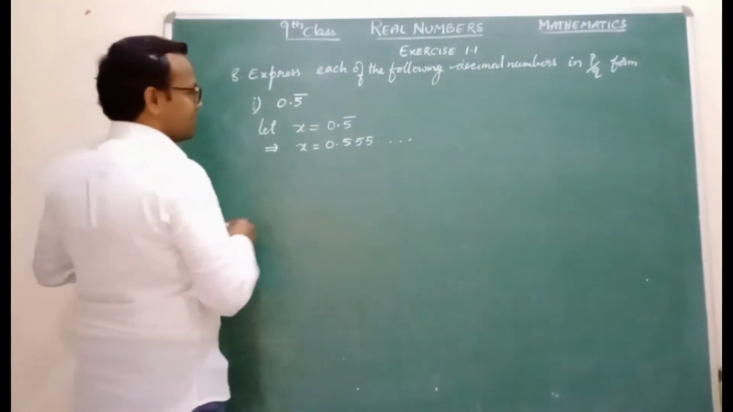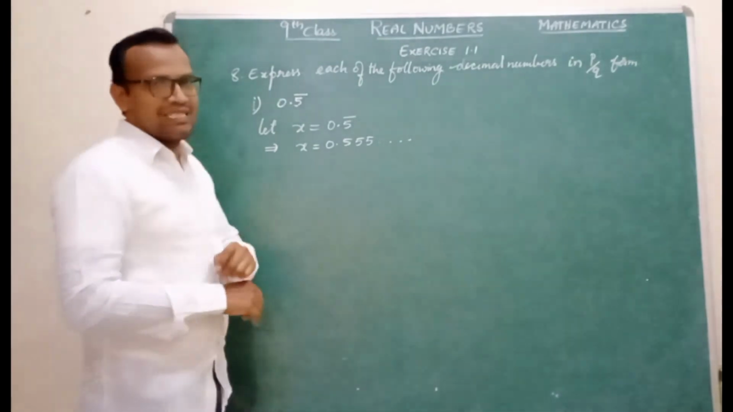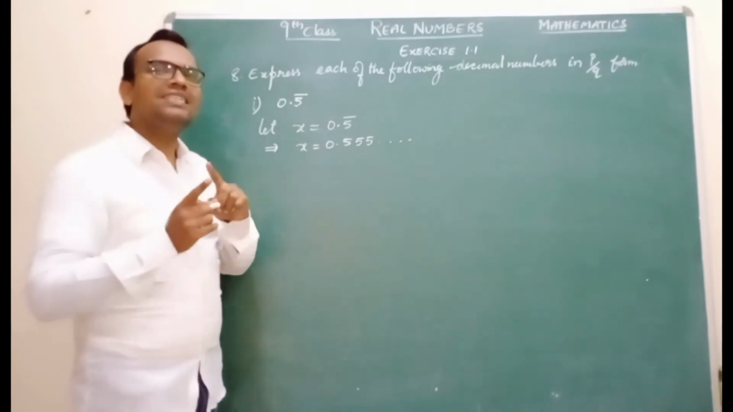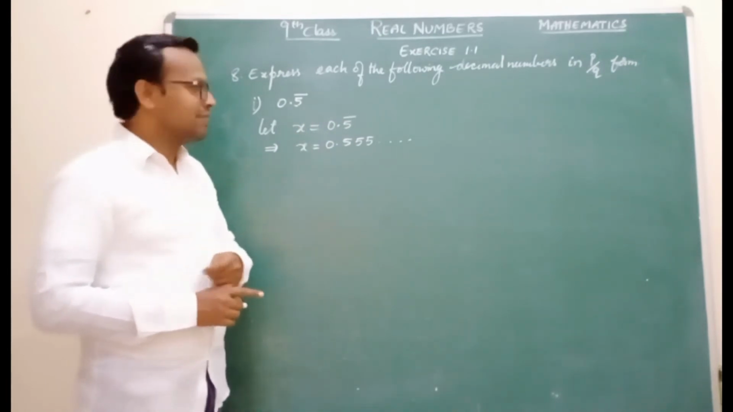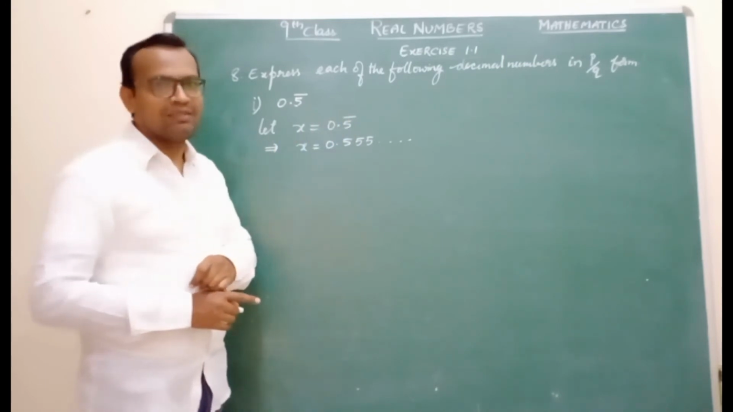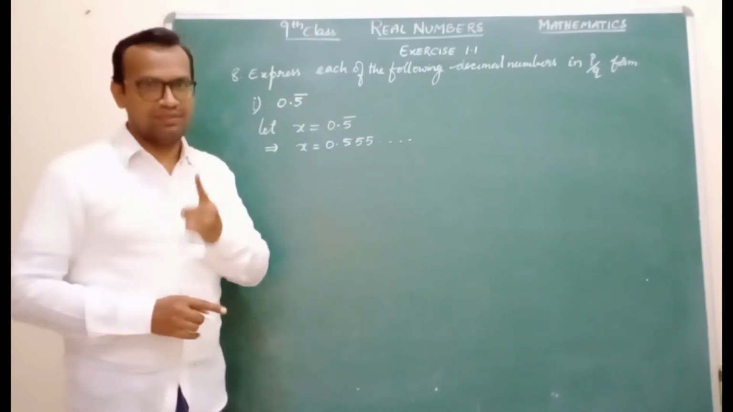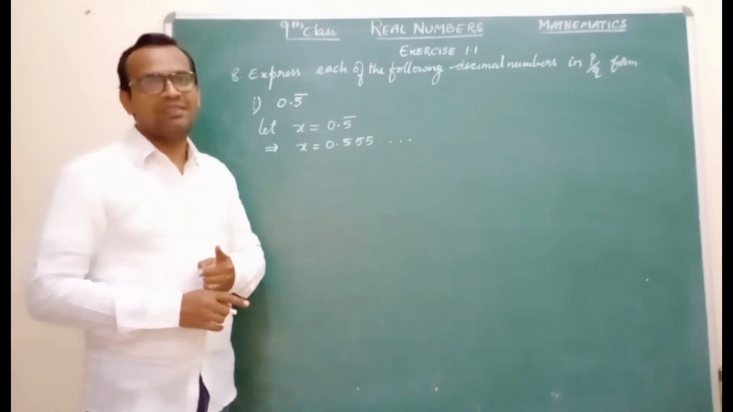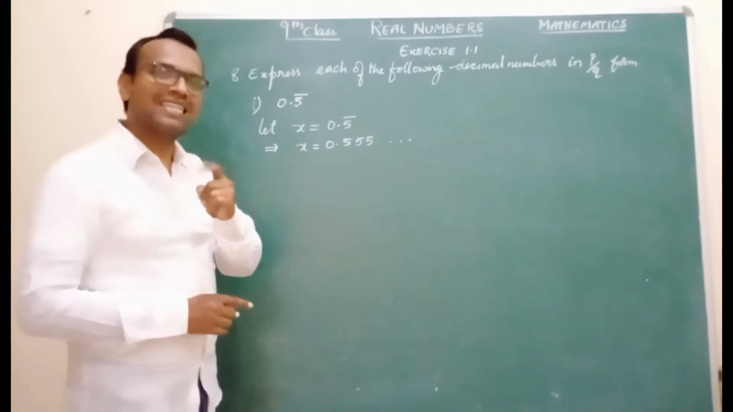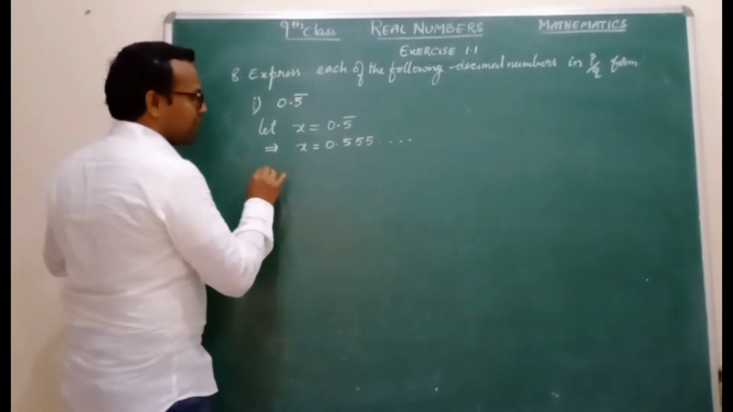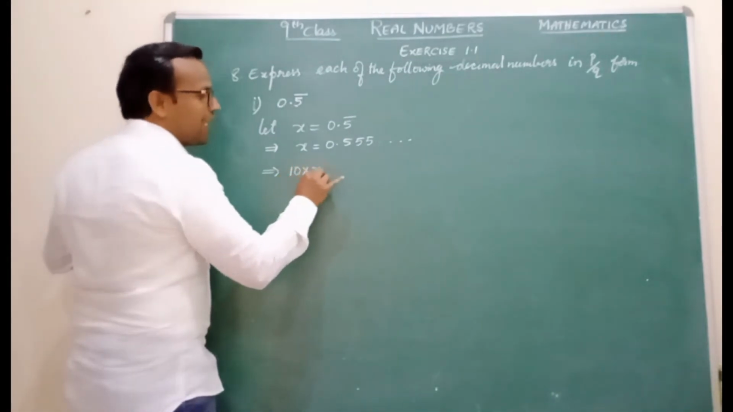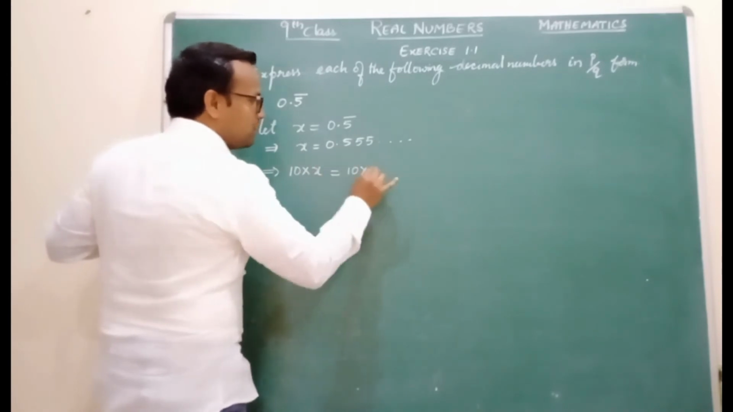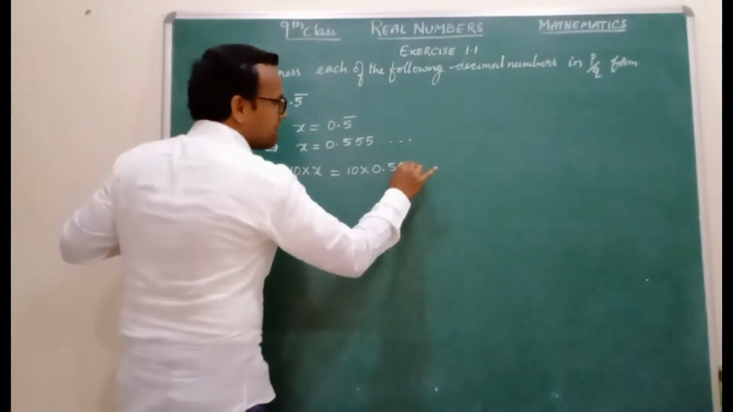Okay, next, here how many digits are repeating, or how many digits have bar upon them? Yes, one digit is having bar, so the periodicity is 1. If periodicity is 1, we have to multiply the given number with 10 power 1, means 10. So let me multiply with 10. 10 into x is equal to, on both sides, 10 into 0.555 and so on.